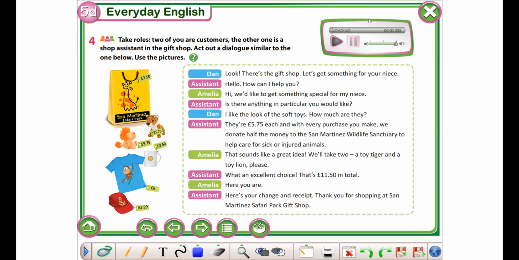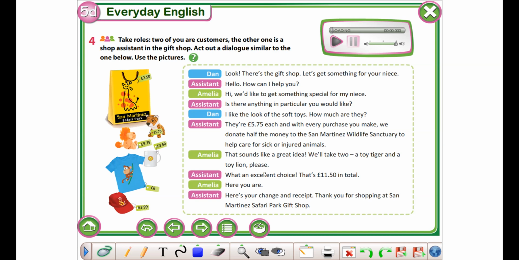What an expensive choice. That's $11.50 in total. Here you are. Here's your change and receipt. Thank you. Thank you for shopping at San Martinez Safari Park gift shop.